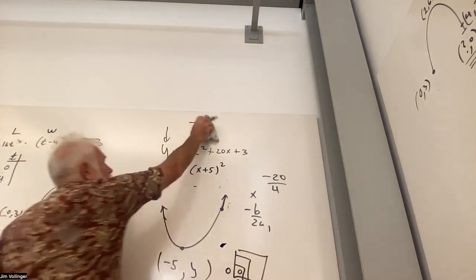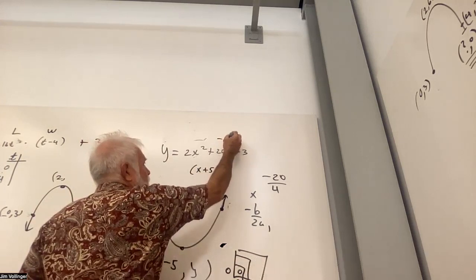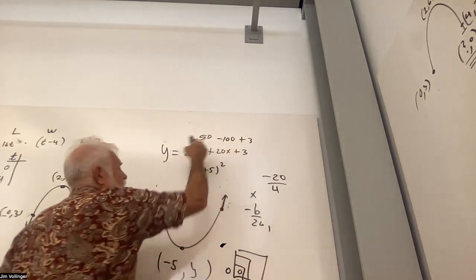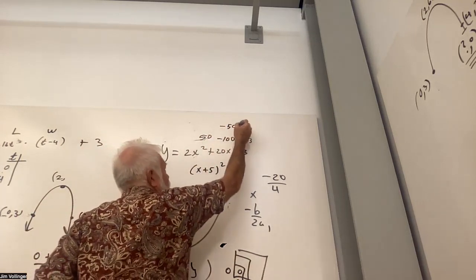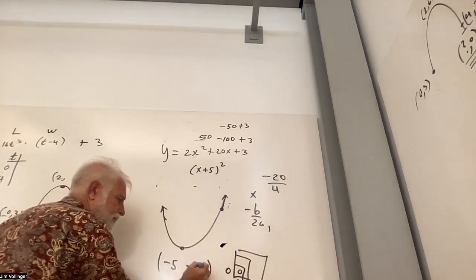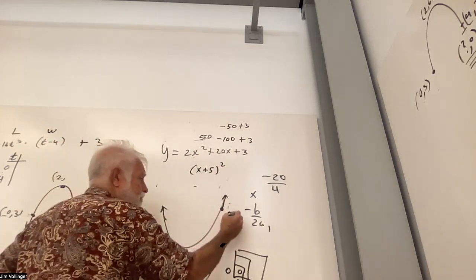Now I'm going to put negative 5 in quickly. Negative 5 times 20 is minus 100, plus 50, because there's this nice 2-to-1 ratio. I probably should have let you find that out for yourself. Minus 50 plus 3 gets me minus 47. And I know 0 gets me 3.